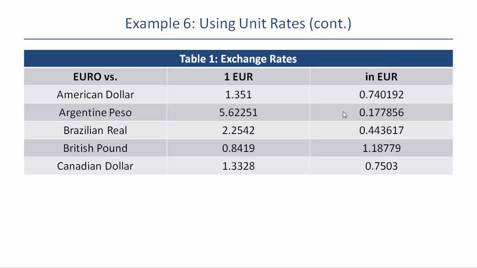In the other direction, this would be if you were selling your money back at the end of your trip. So if you had 74 euro cents, it would buy you $1, right? If you had about 18 euro cents, you would get 1 Argentinian peso. And if you had 75 euro cents, you could buy 1 Canadian dollar.